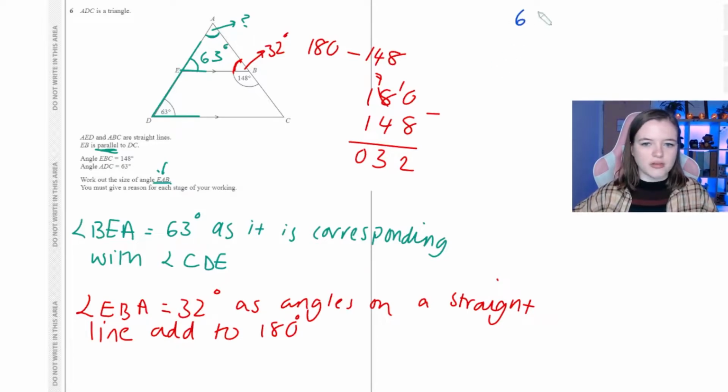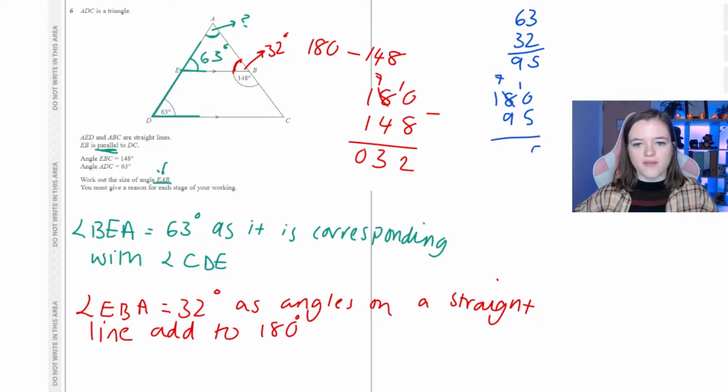So 63 add 32, let's do that. That's a 5, and then that's a 9. Oh well, living with them. And then we're going to do 180, take away 95. So that's then 7, 10, 5, 7 take 9, I can't do. 17 take 9, what is that, 8? And then nothing. So then that is going to be 85. And that's your final answer.